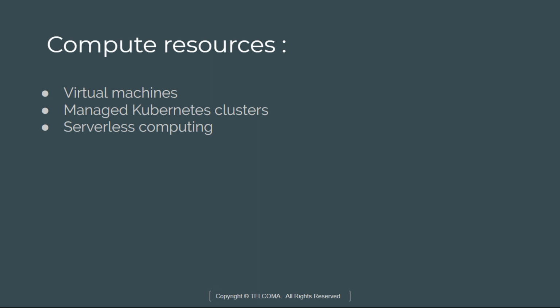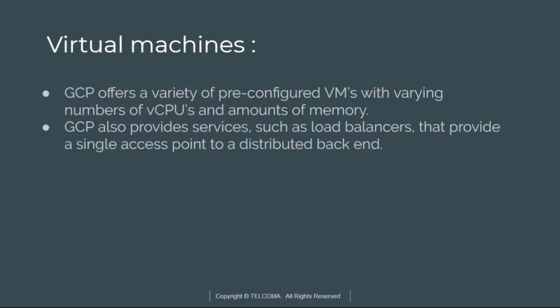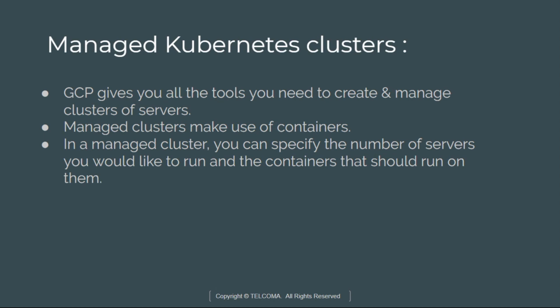Next is managed Kubernetes clusters. GCP gives you the tools to create and manage a cluster of servers. Many cloud users would rather focus on their application and not on the tasks needed to keep the cluster of servers up and running. For those users, managed clusters are a good option. Managed clusters make use of containers. A container is like a lightweight virtual machine that isolates processes running in one container from processes running in another container on the same server. We can also specify autoscaling parameters to optimize the number of containers running.